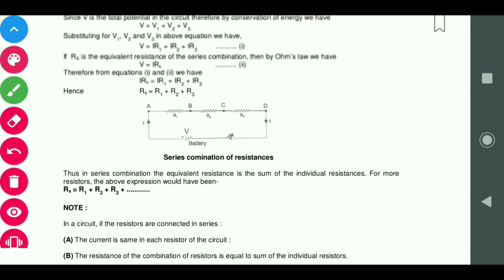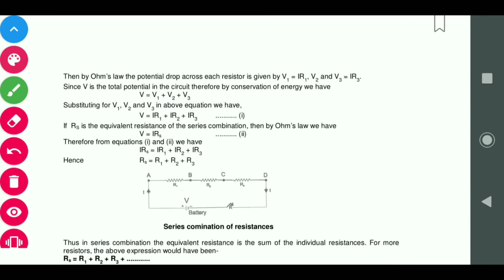Series combination: listen to me carefully, a combination where the current across each resistance is the same but the potential difference is divided in different parts is called a series combination. Here for R1 the potential difference is V1, for R2 it is V2, for R3 it is V3. So V is equal to V1 plus V2 plus V3.